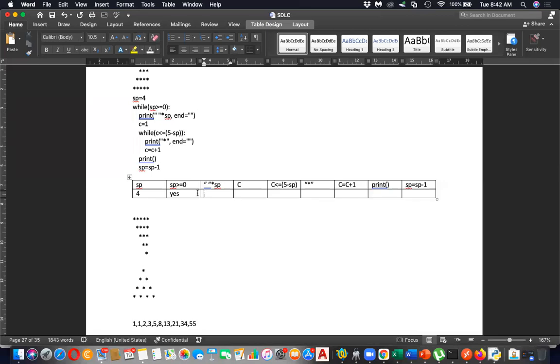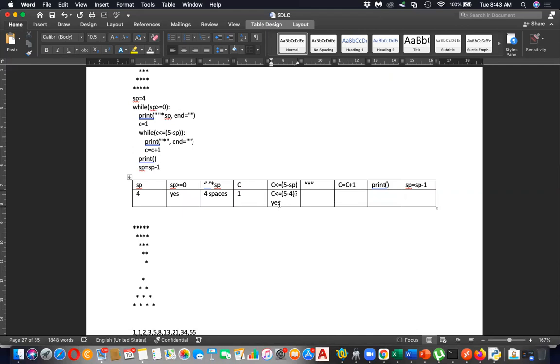So then it will come to the while loop and it will print spaces SP times. What is SP? Yes, 4. So here you will get 4 spaces. What is C? 1. So what is 5 minus SP? 5 minus 4, 1. So C less than or equal to 1? Yes. 1 means this is like 5 minus 4.